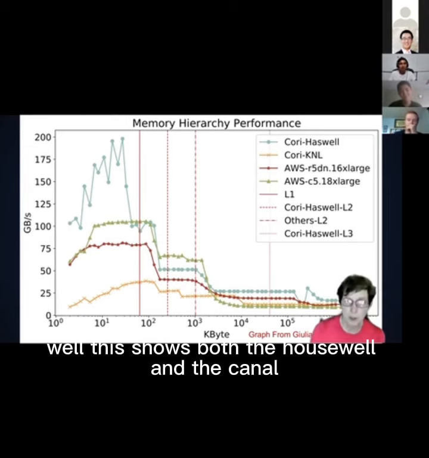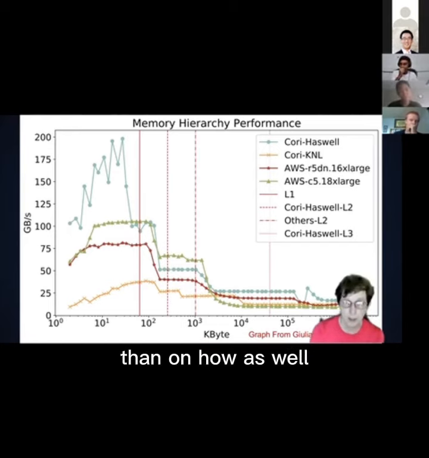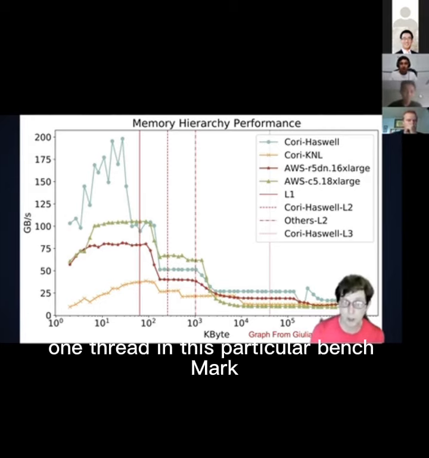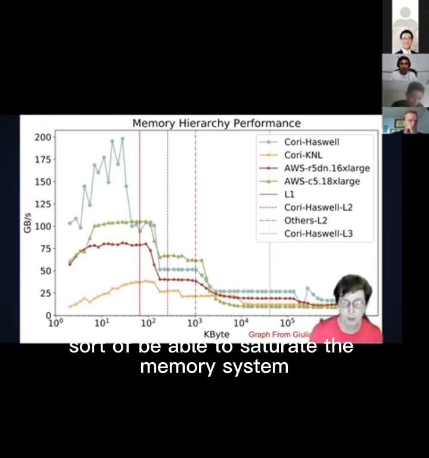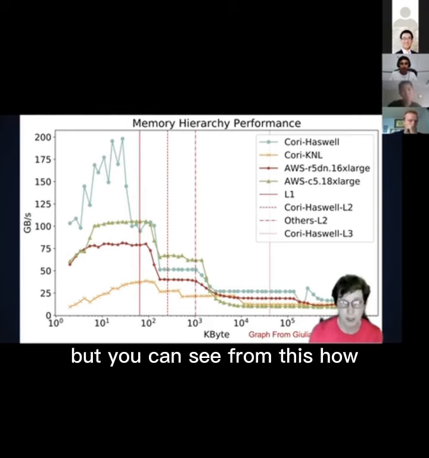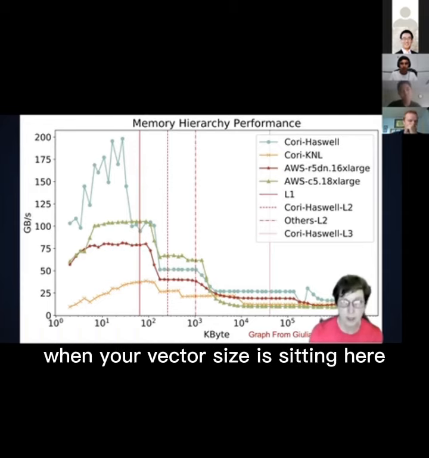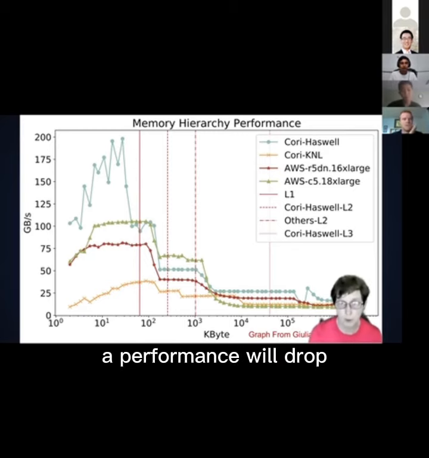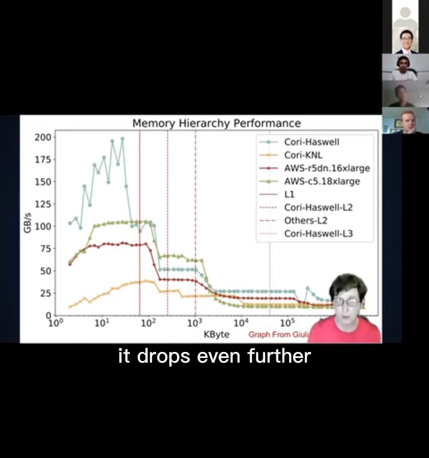So what do we see from this? Well, this shows both the Haswell and the KNL. You can see that the memory bandwidth on KNL is quite a bit lower than on Haswell. That's, I think, in part because we're only using one thread in this particular benchmark, and we'll need to use multiple threads in order to be able to saturate the memory system. But you can see from this how you do get better performance when your vector size is sitting in the cache, and once you fall out of the L1 cache, your performance will drop, and when you fall out of the L2 cache or others, it drops even further.